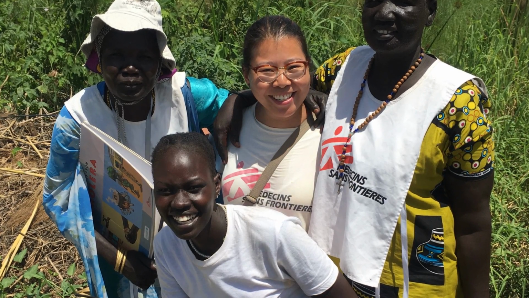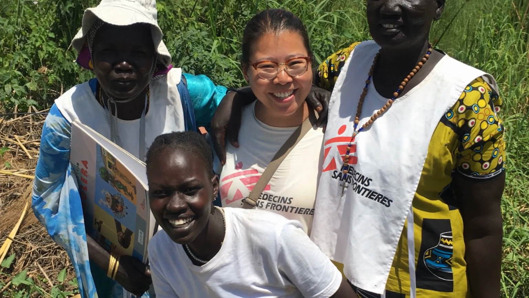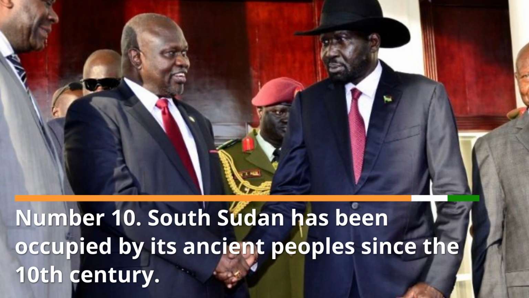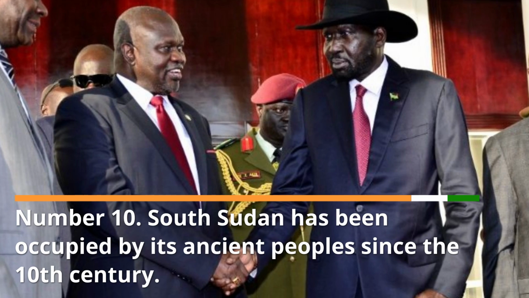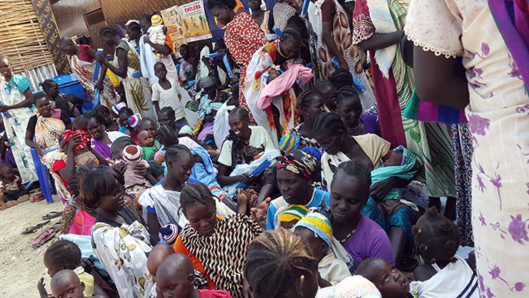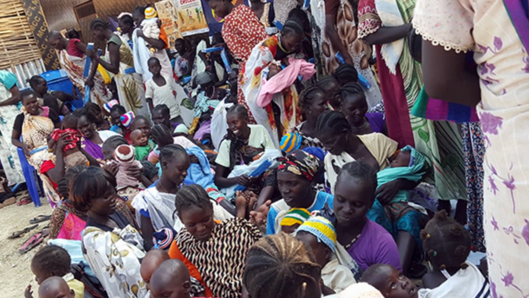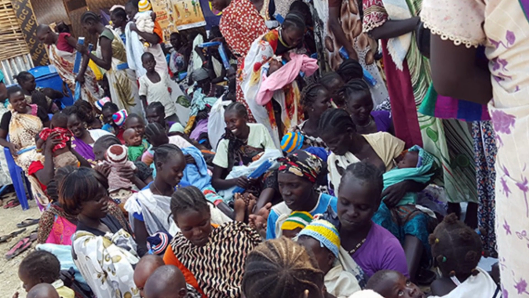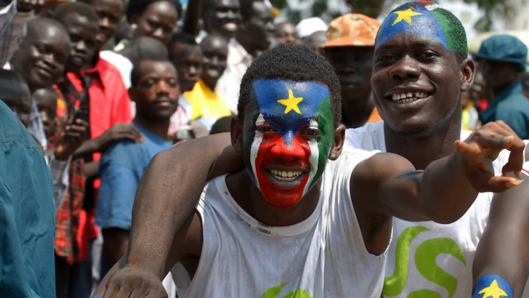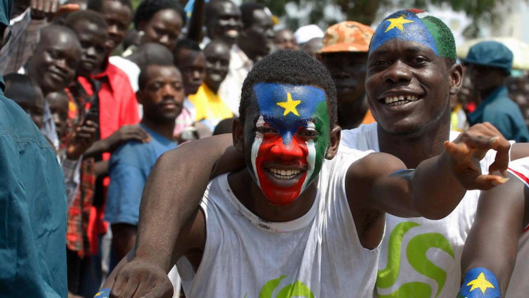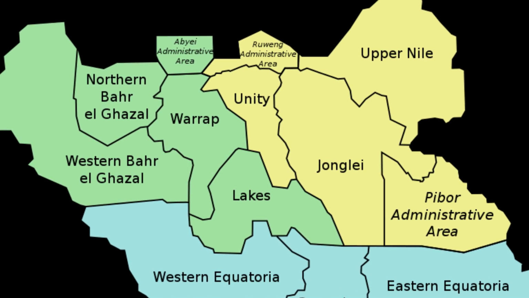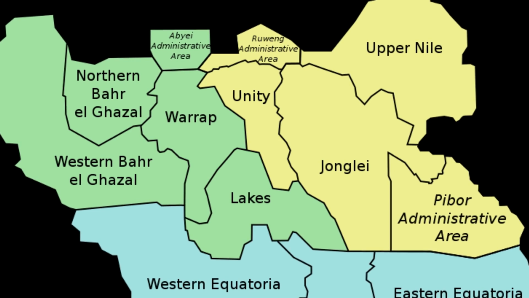Here are the 10 interesting facts about South Sudan. So let's start. Number 10. South Sudan has been occupied by its ancient peoples since the 10th century. After the collapse of Nubia in the 11th century, the Nilotic people of Africa moved to what is now South Sudan and settled. With time, they were able to settle in their current sites. Bari and Acholi from Equatoria, Dinka, Anuak, Shilluk, and Nuer from Bahr el Ghazal and the Upper Nile regions.